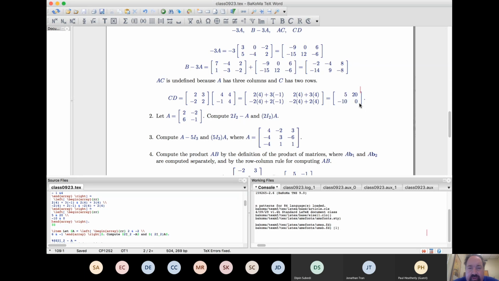Now, this is only the first example of matrix multiplication. There will be more. But are there any questions at this point about how the operation is carried out?